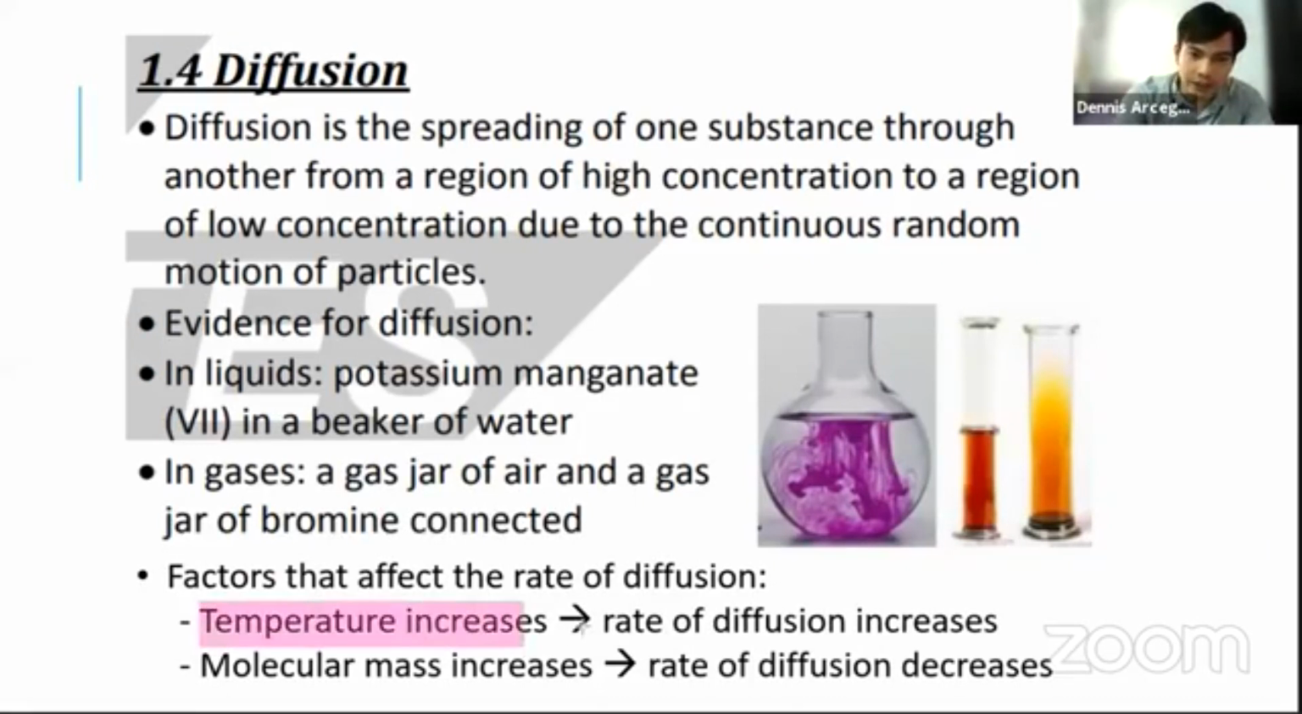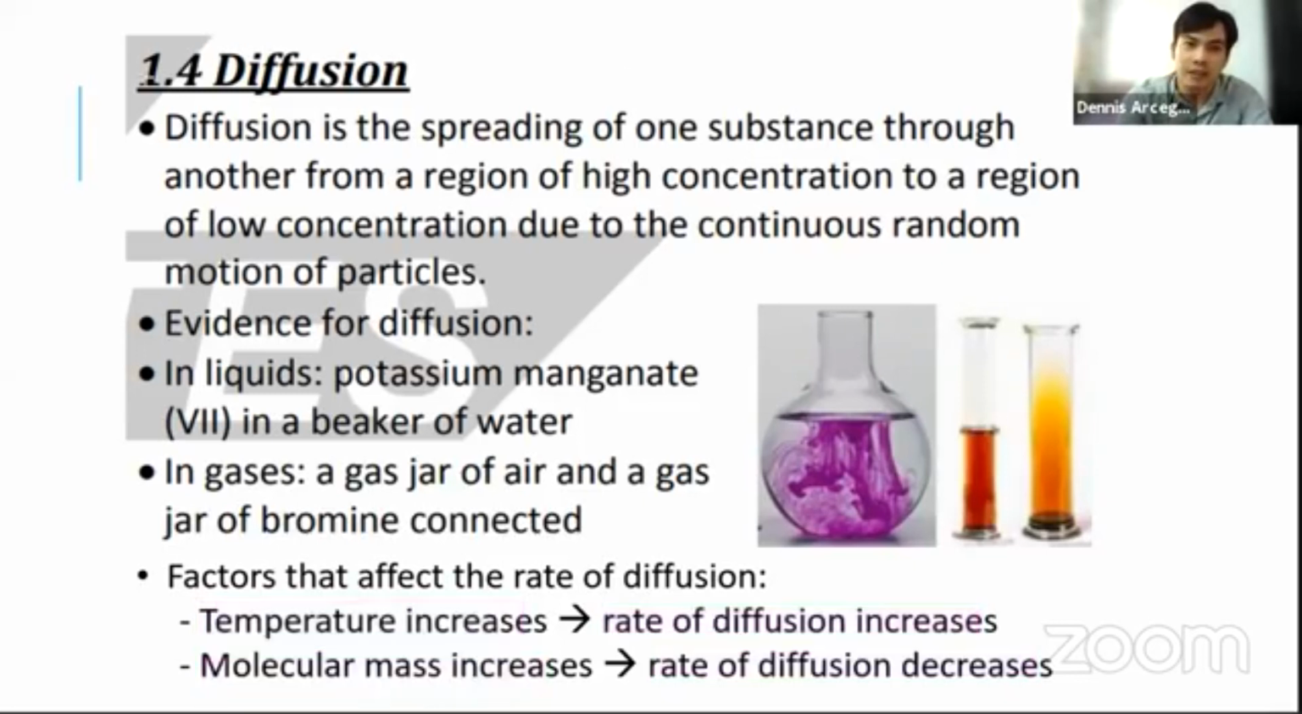So temperature increase, rate of diffusion increases. So meaning to say, when you increase the temperature, the rate of diffusion will be faster. Because the particles will move faster also. That's why it can spread easily. The next is molecular mass increases, rate of diffusion decreases. Because if the molecular mass increases, it will become heavier like that. So it is harder for it to spread because it's heavier compared to substances which have low molecular mass.